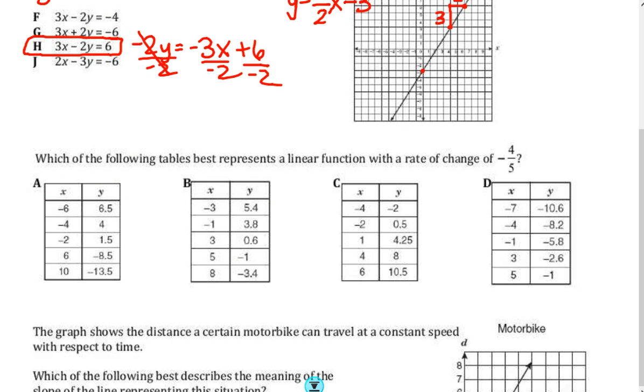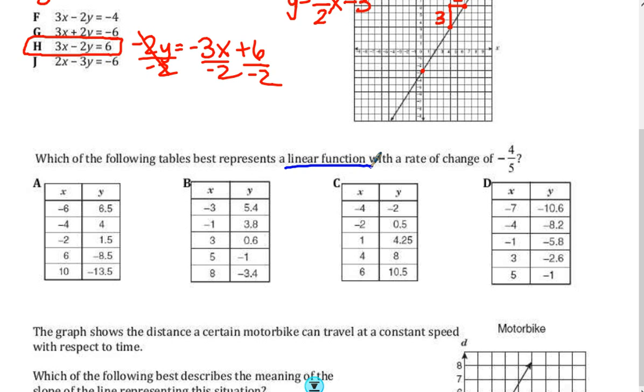Alright, and now on this next one, which of the following tables best represents a linear function with a rate of change of -4/5? A linear function. Alright, so again, there's lots of options on here. Let's see, you could do like y2 minus y1 over x2 minus x1. However, that would take forever to do because you'd have to do it to each of these points to make sure that there's a constant rate.